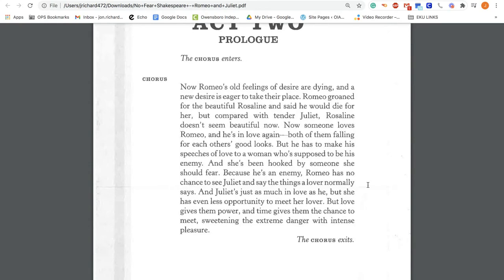So again, it shows his naivety, his young nature, and it's a humorous, quick change.